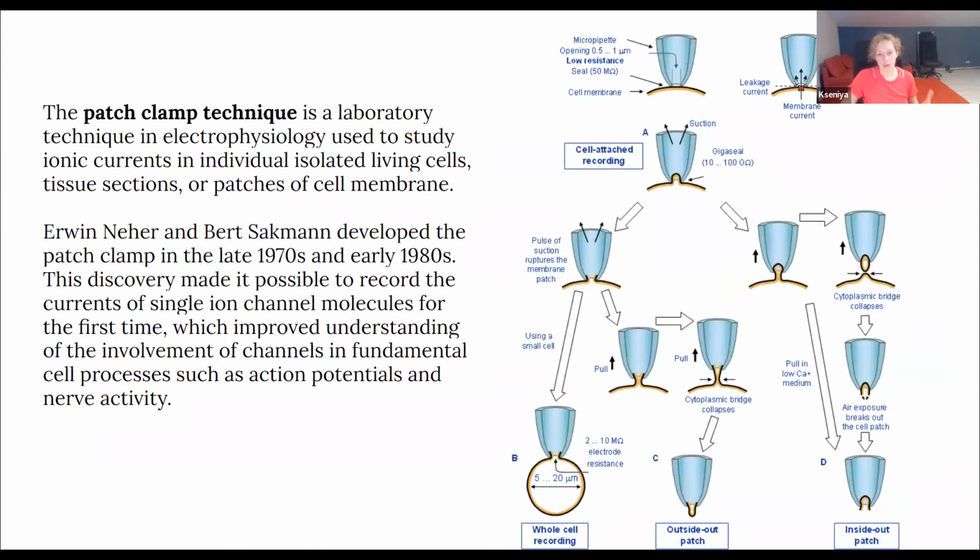The patch clamp technique is a laboratory technique in electrophysiology, and it's used to study ionic currents in individual isolated living cells and so on. So patch clamping can be performed using the voltage clamp technique, and in this case, the voltage across the cell membrane is controlled by the experimenter, and the resulting currents are recorded. Also, there is a current clamp technique when current passing across the membrane is controlled by the experimenter, and the resulting changes in voltage are recorded. So the voltage clamp and current clamp. It's named by what you control.